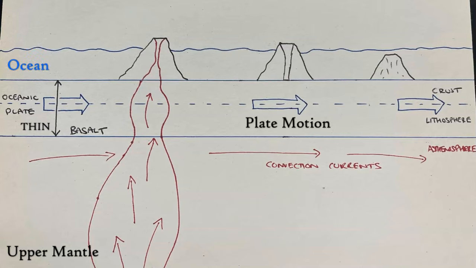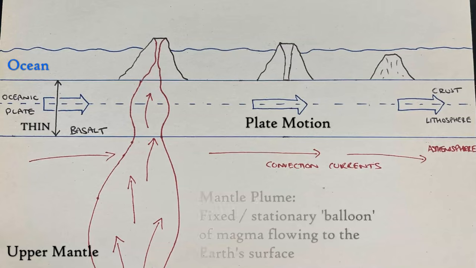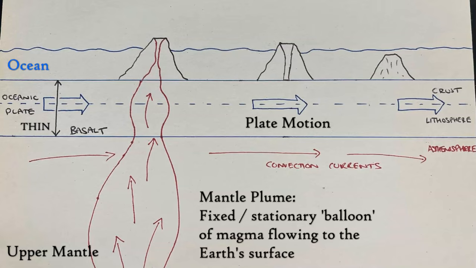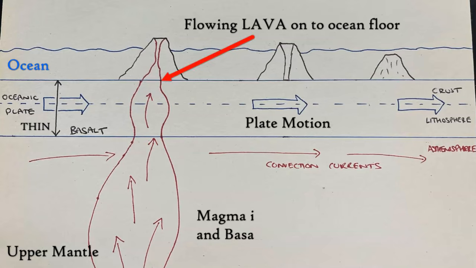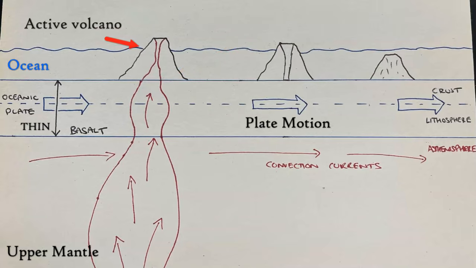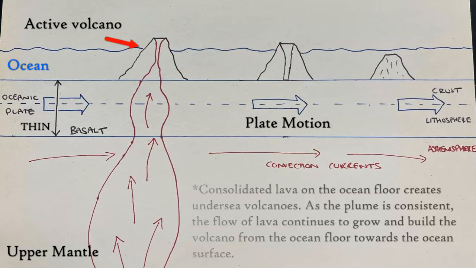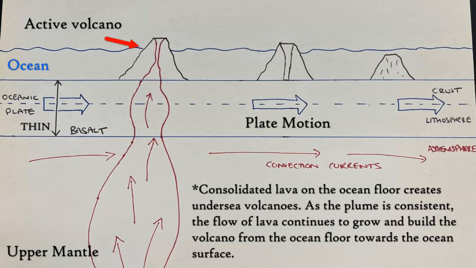So at certain points around the world, as I discussed, like Hawaii and the Galapagos, you have this fixed mantle plume feeding hot magmatic material, which is mafic in composition, that is basaltic magma, into the plate, into the crust, and flowing onto the ocean floor, providing it with a constant flow of magma and lava, turning into basaltic igneous rock and forming a volcano on the ocean floor.